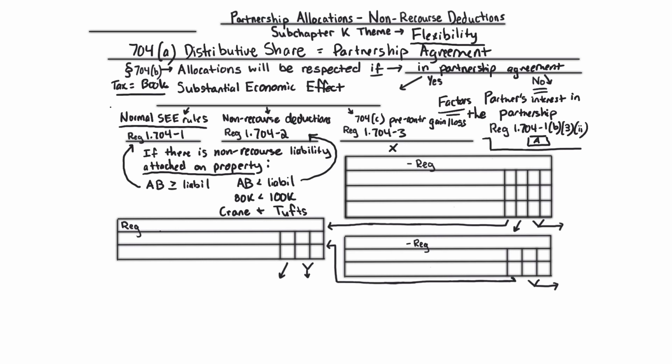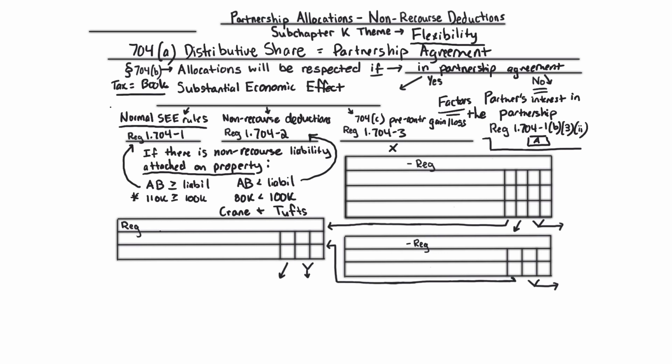Now, again, let's say our adjusted basis in the property was $110,000 and our liability is $100,000, maybe because there were some improvements or something. Well, then we're greater than or equal to, so again, we're applying the normal SCE rules, which we talked about in the previous video. But it's when it goes below.